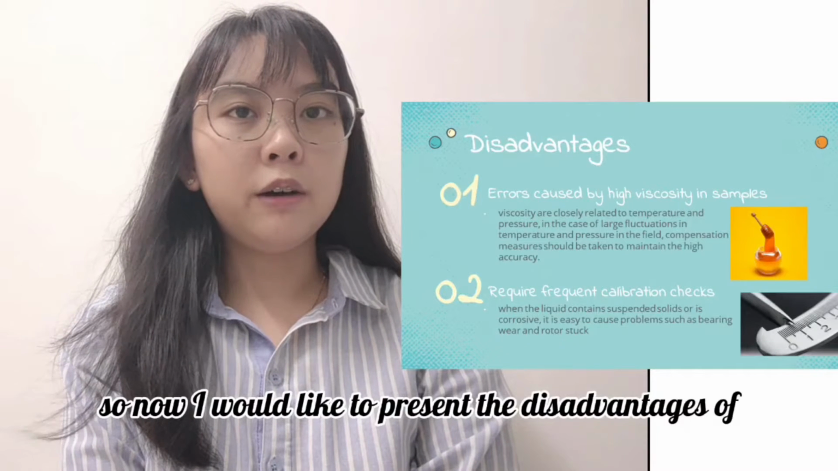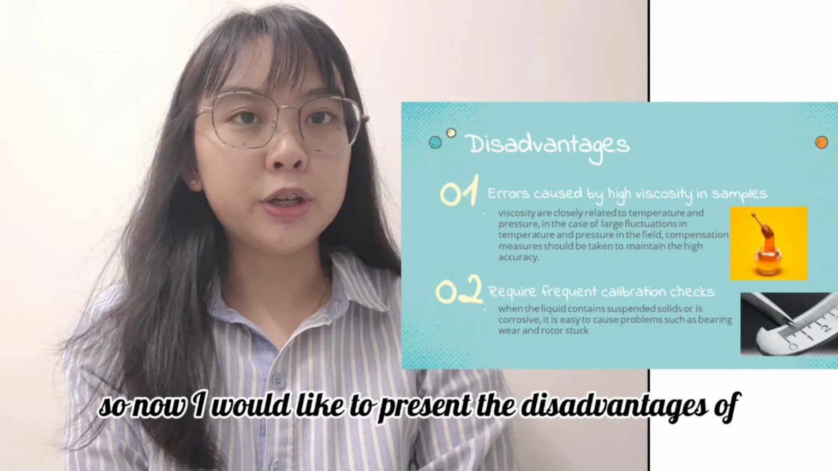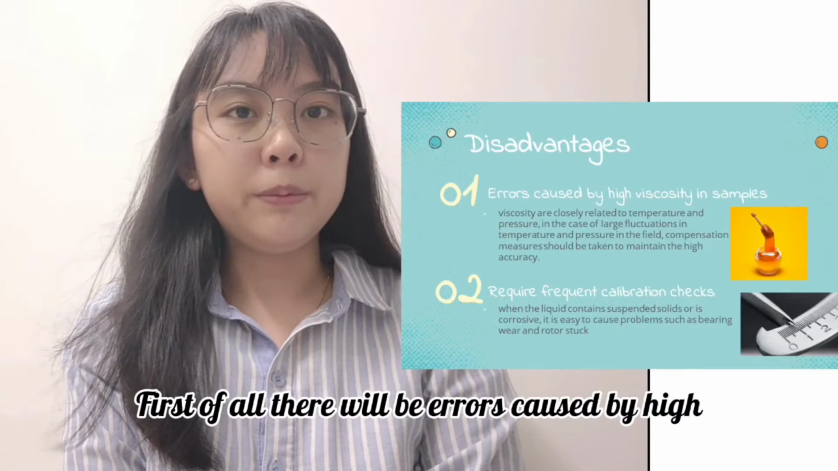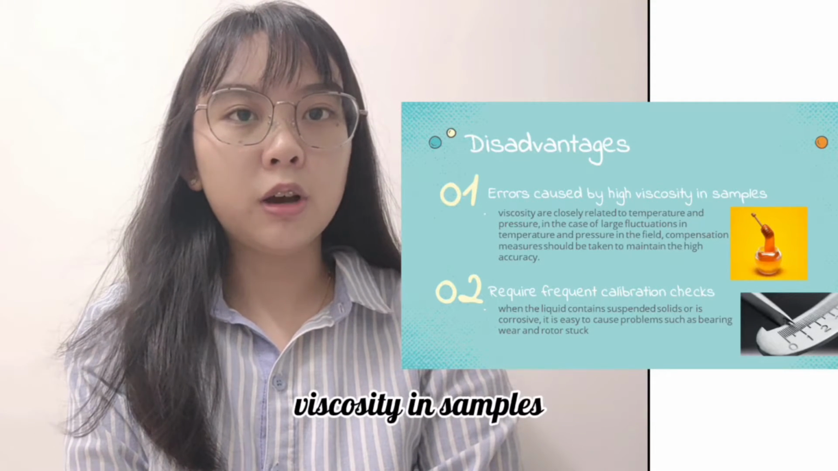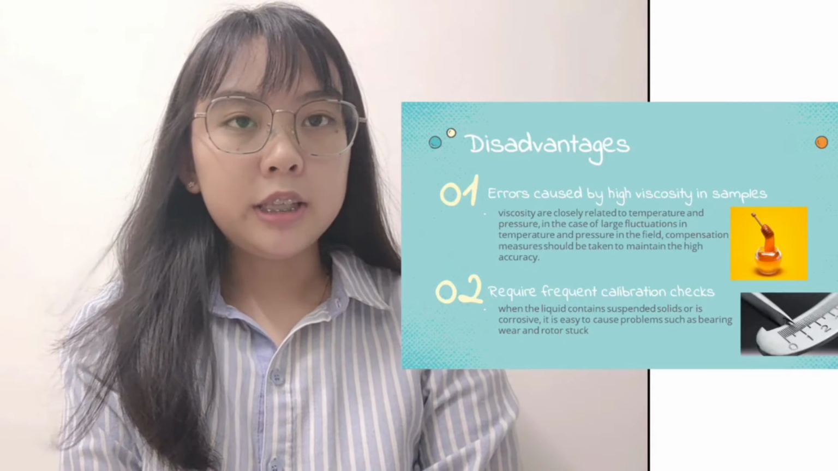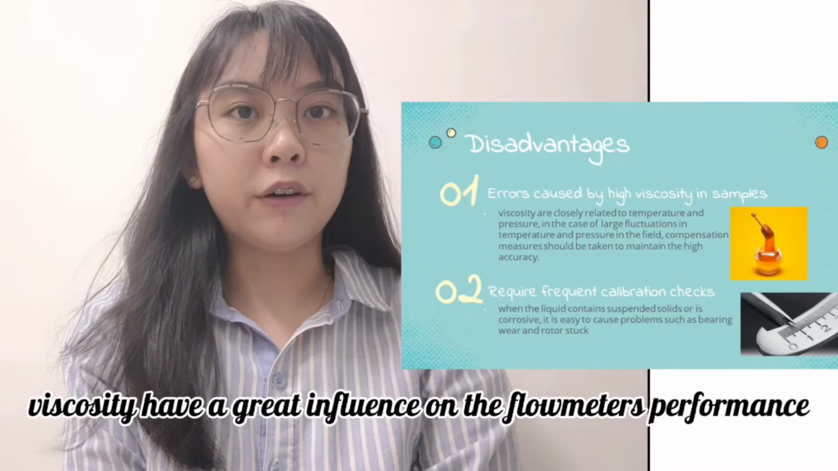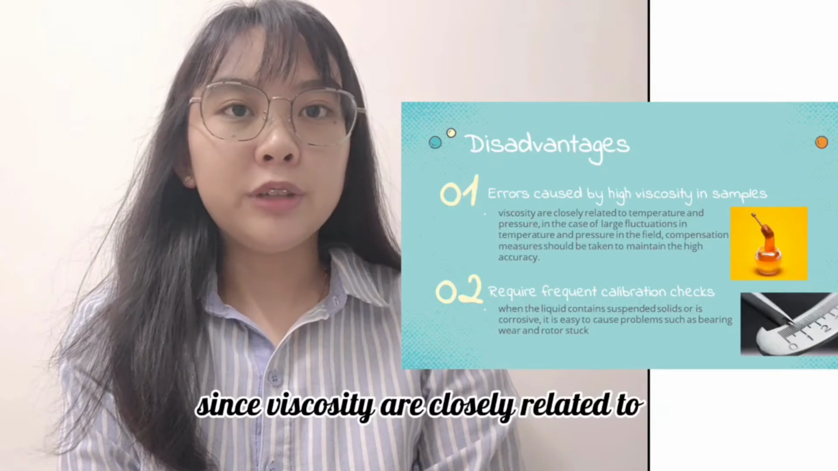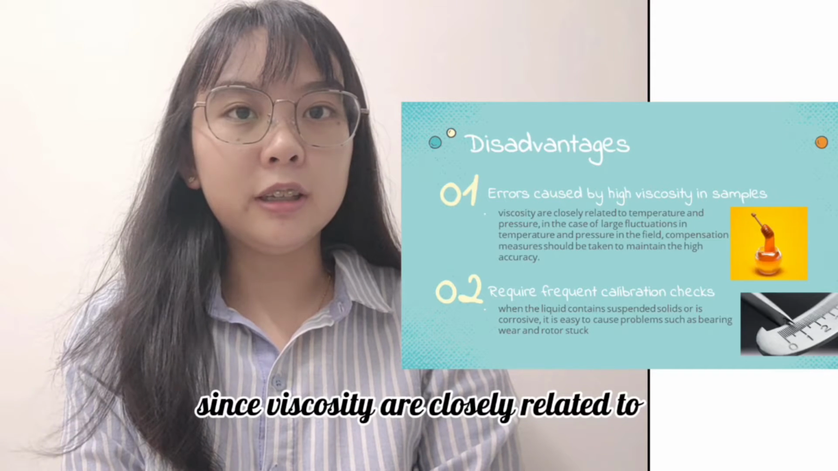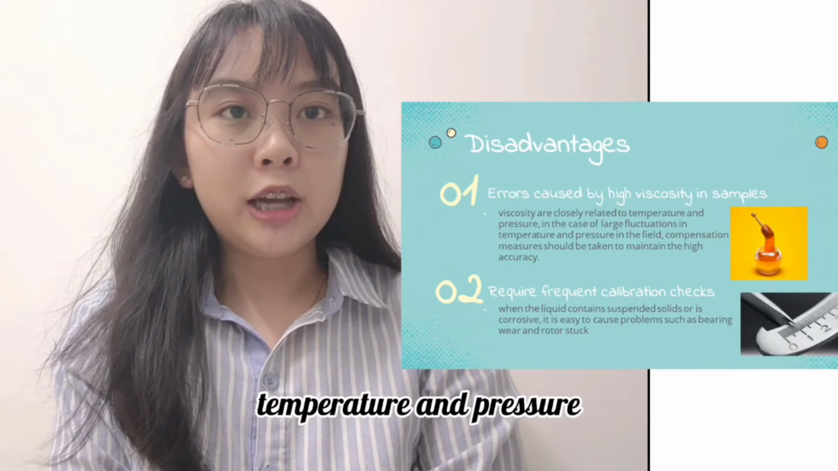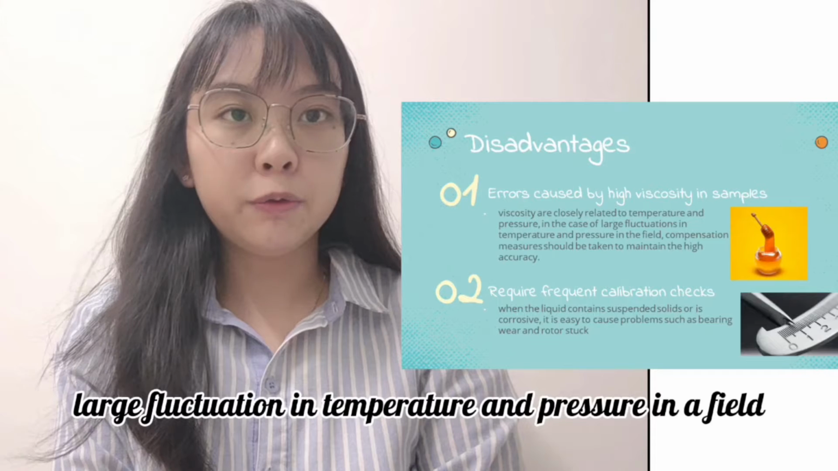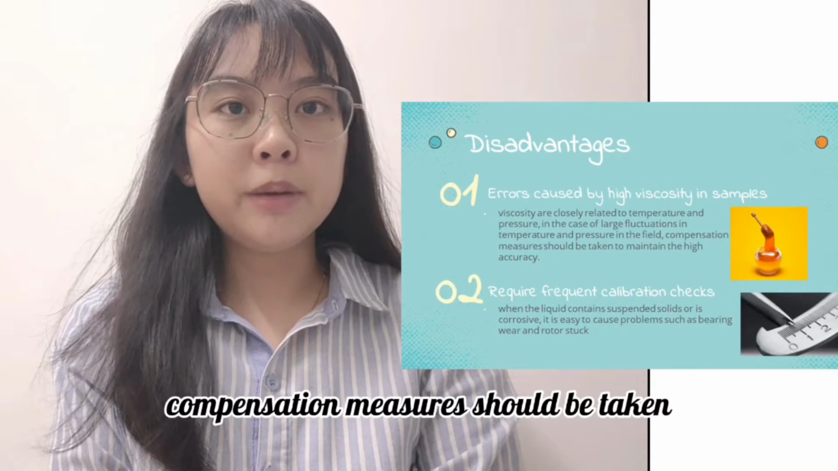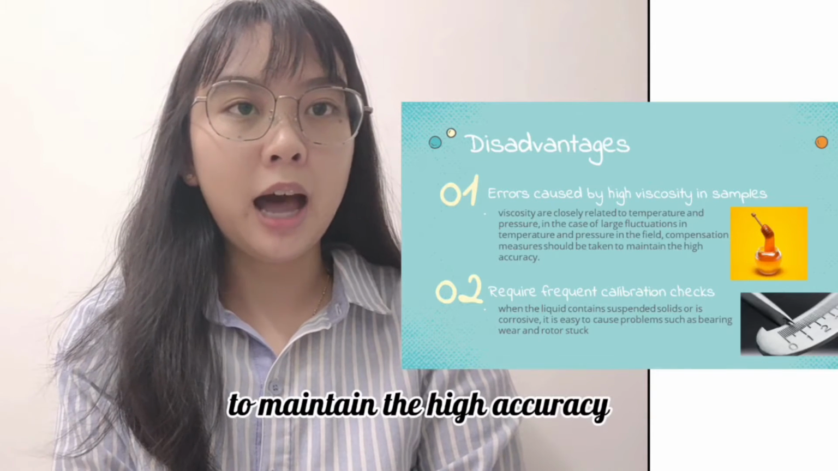Now I would like to present the disadvantages of turbine flow meters. First of all, there will be errors caused by high viscosity in samples. This is because viscosity has a great influence on a flow meter's performance. Since viscosity is closely related to temperature and pressure, in the case of large fluctuations in temperature and pressure in the field, compensation measures should be taken to maintain high accuracy.